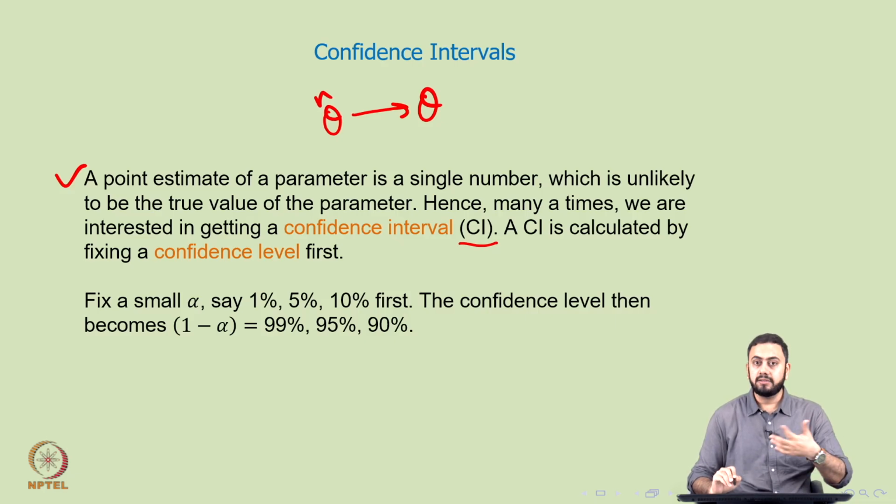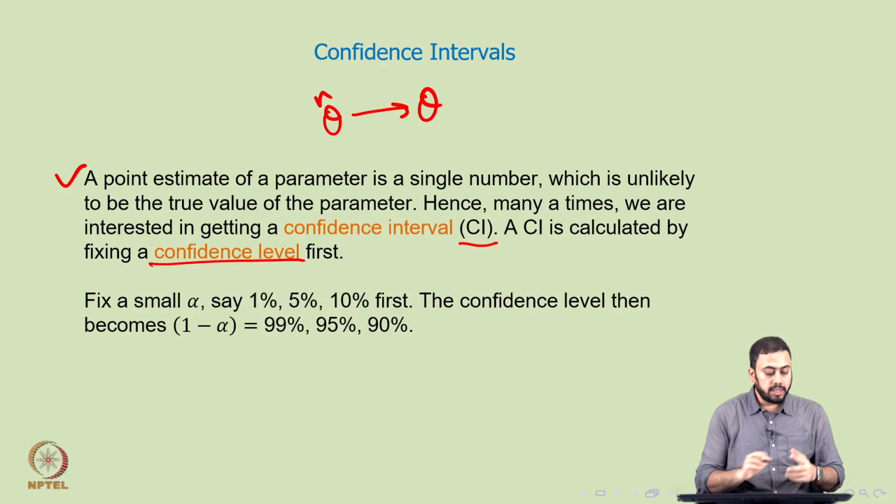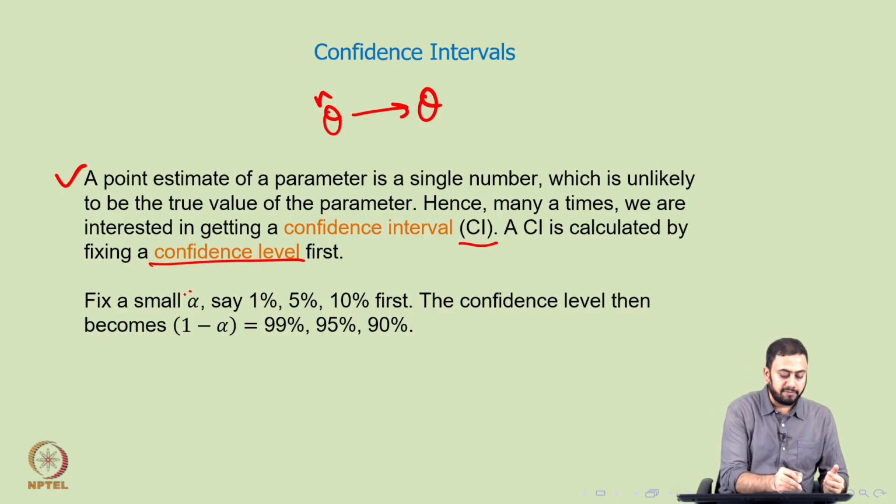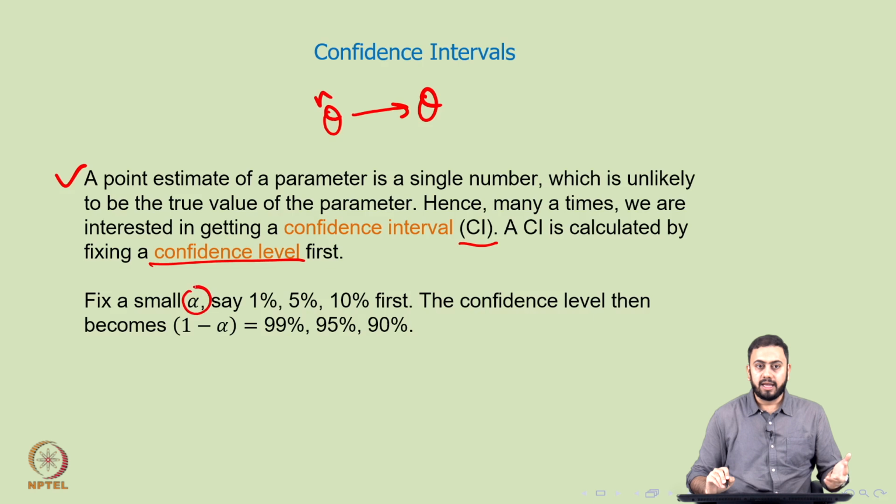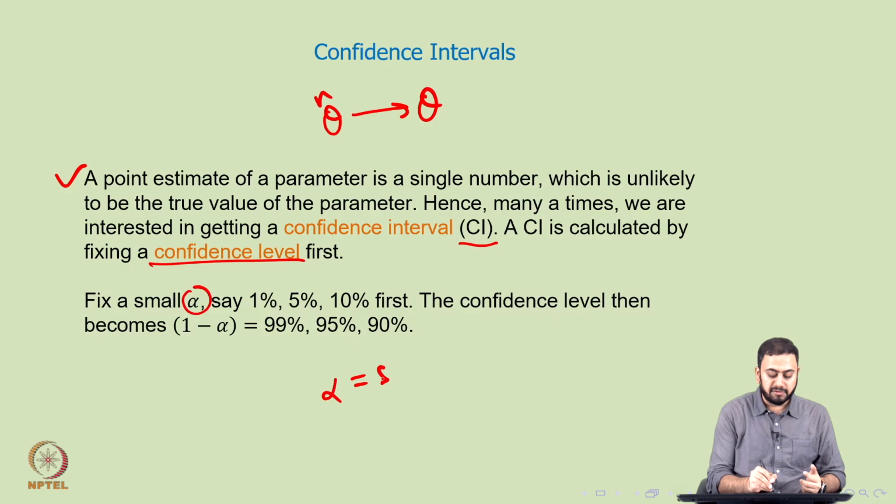So all these are ingredients. We'll talk very shortly about how you come up with the confidence interval, which is CI. Any CI is calculated by first fixing a confidence level. What do you mean by confidence level? Initially, let's say you fix a small value called alpha. Alpha is a small number, let's say 1%, 5%, at the max 10%. Let's say you fix alpha to be 5%.